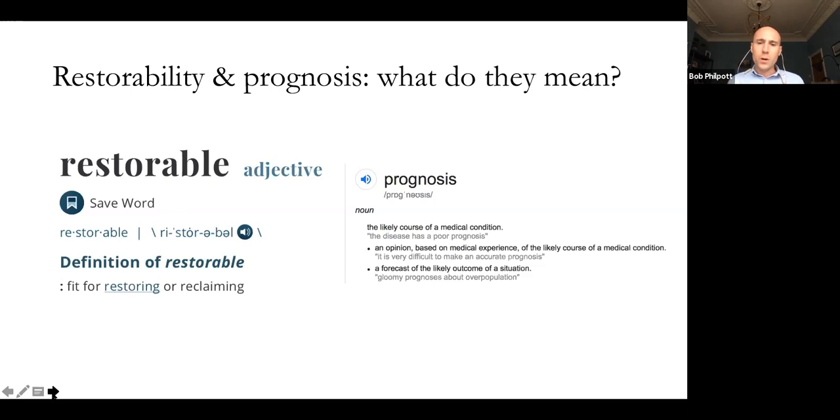Prognosis is a slightly different one. If you look at the definitions up here, a lot of them aren't particularly relevant to us, but I like the forecast of the likely outcome of a situation. I remember asking a group of students about the Greek origin of the word prognosis, and one of them said that it suggests our ability to foreknow, to know in advance whether or not what we're going to do will work. Now, I get that that's a very multifaceted thing, and we're trying to simplify that down to one statement or one explanation for a patient.